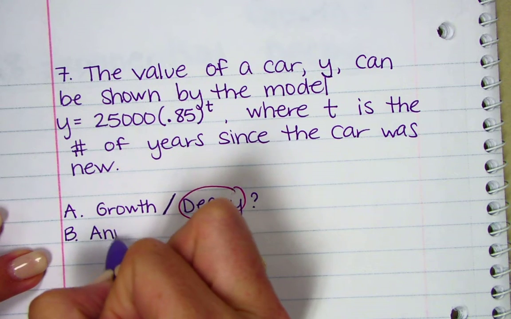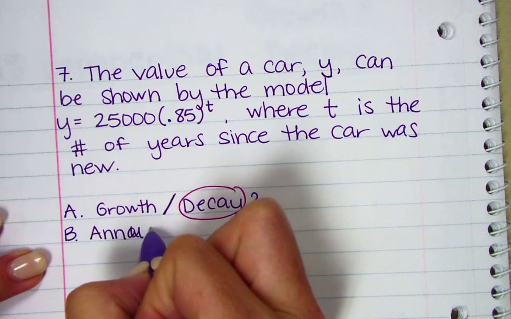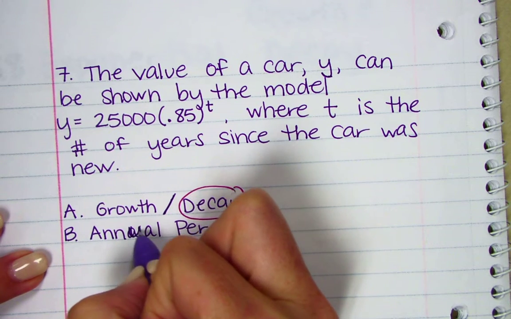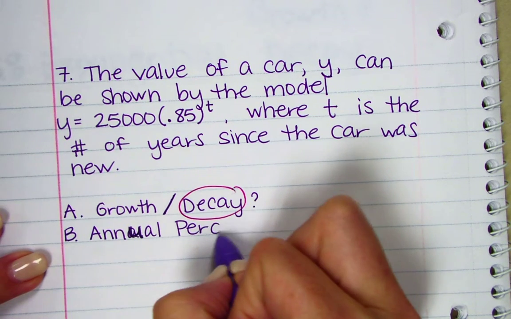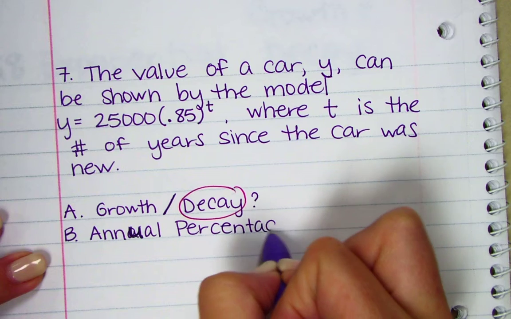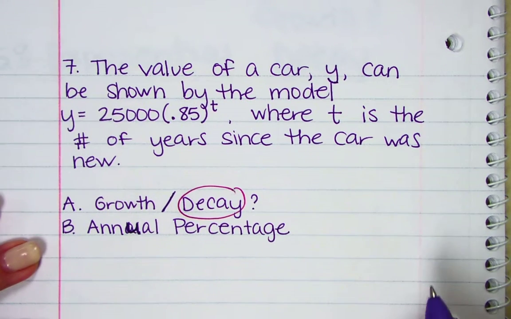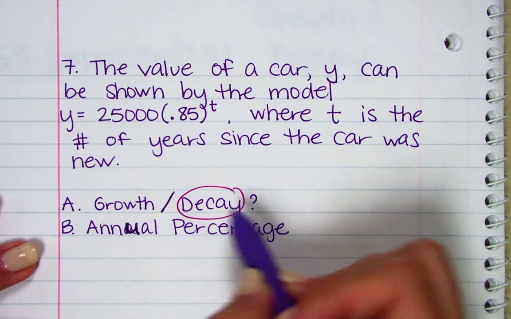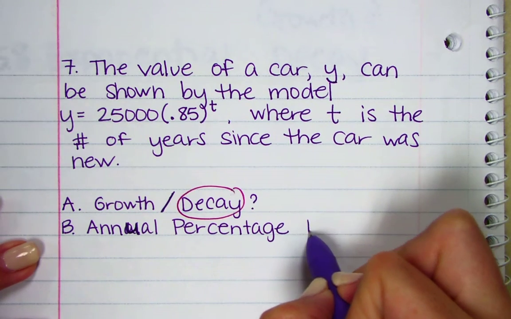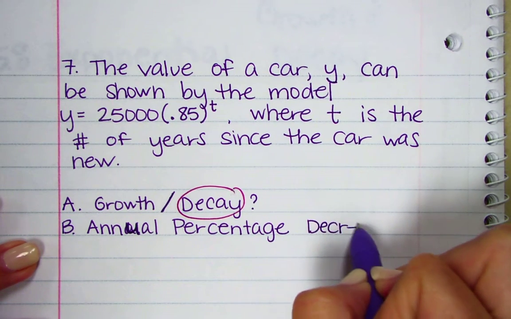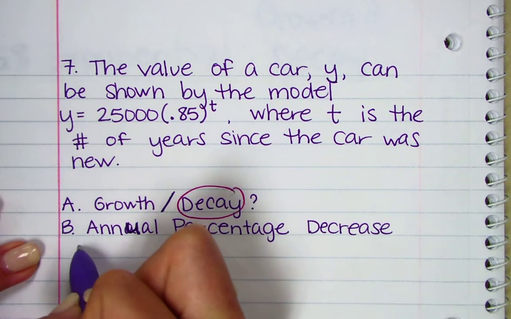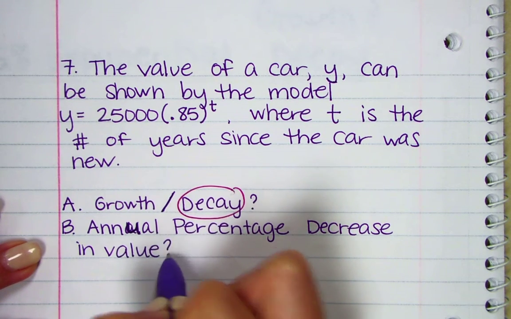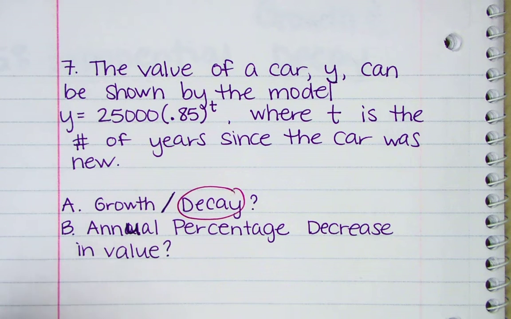B is annual percentage. On the other problems that we have, it's going to say increase or decrease, but I'm just going to write, since it's decay, it's decrease. What is the annual percentage decrease in value?